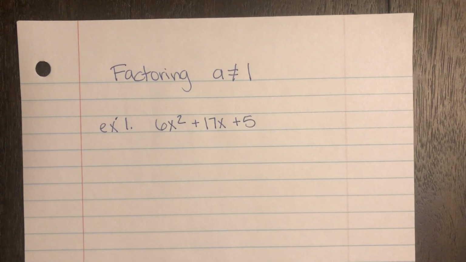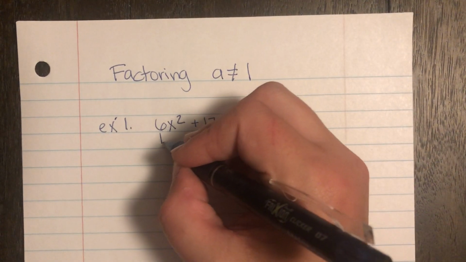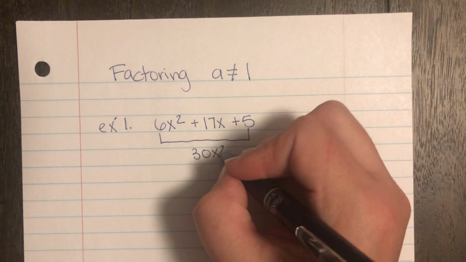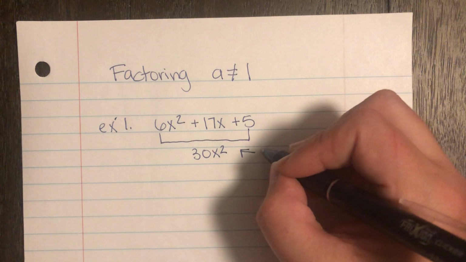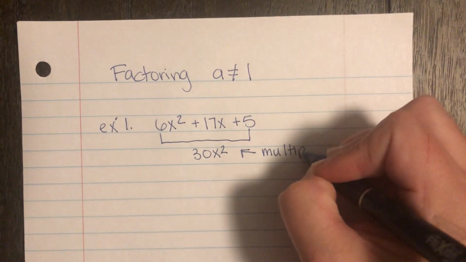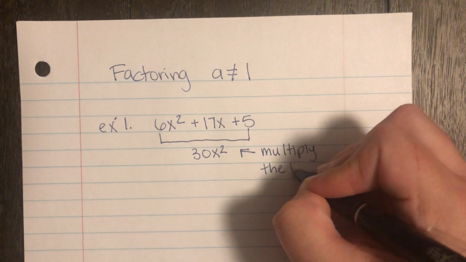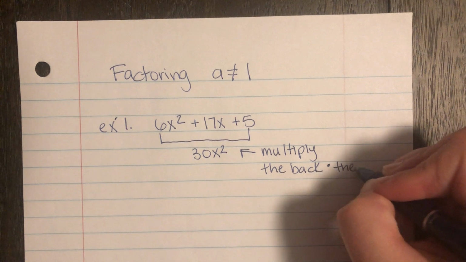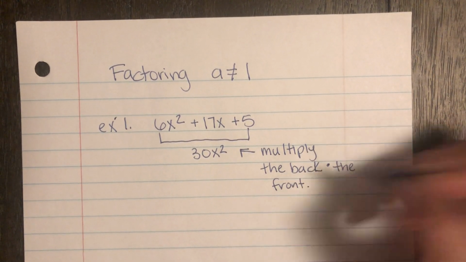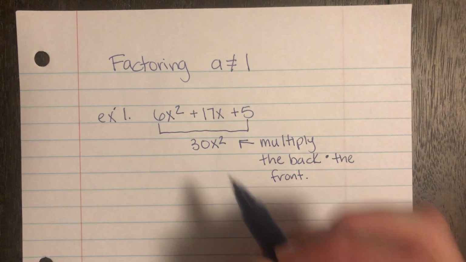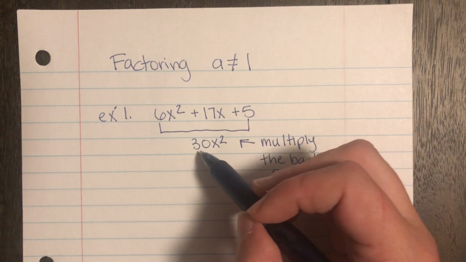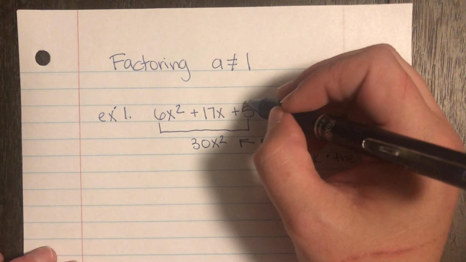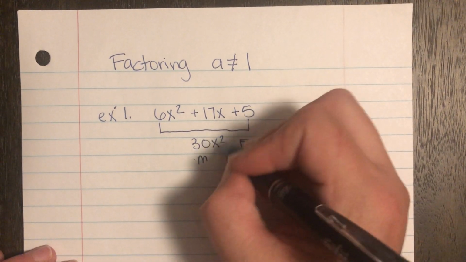All right, so the first thing that we're going to do is what they call the swing method. We're going to multiply the back times the front. All right, the reason why we do this is this makes it easier for us to find the multiples that will divide into 30 but add to equal our 17. So instead of our m being here, this number right here is our m.